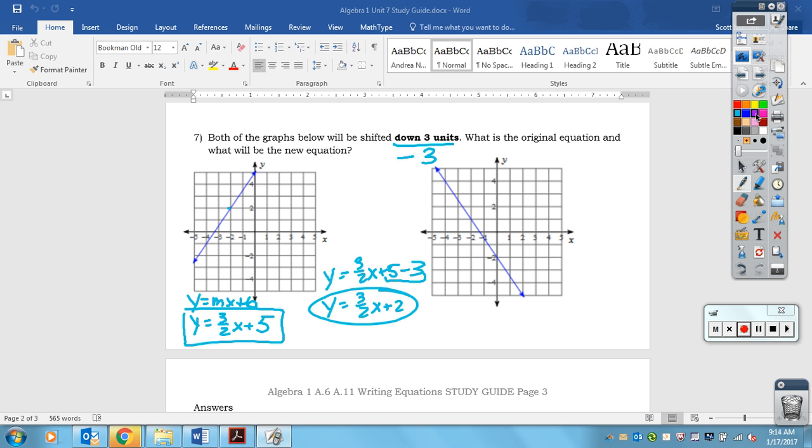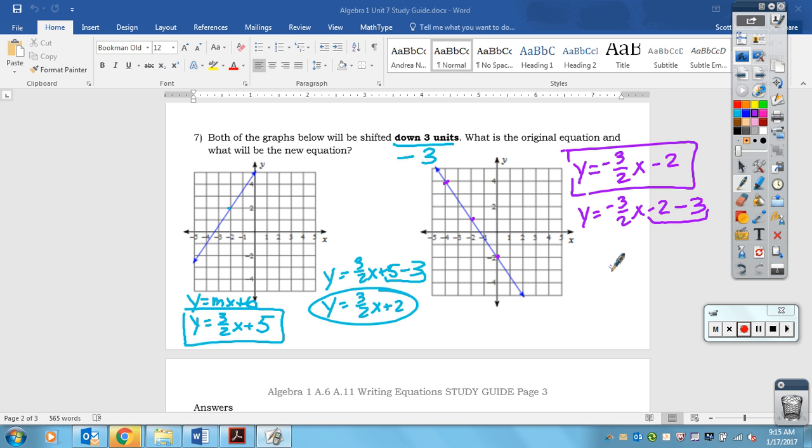The second equation is very similar. Let's write the original. Y equals, what's the slope? Well, there's a point, there's a point. Looks like it's 1, 2, 3, 1, 2, down 3 over 2 x, and the y-intercept crosses at -2. This is my original. Again, if it's shifted down 3 units, we take the same equation and we shift it down 3. Subtract 3. Simplify this. Y equals -3 over 2x minus 5 is my new shifted down equation. It's that easy.